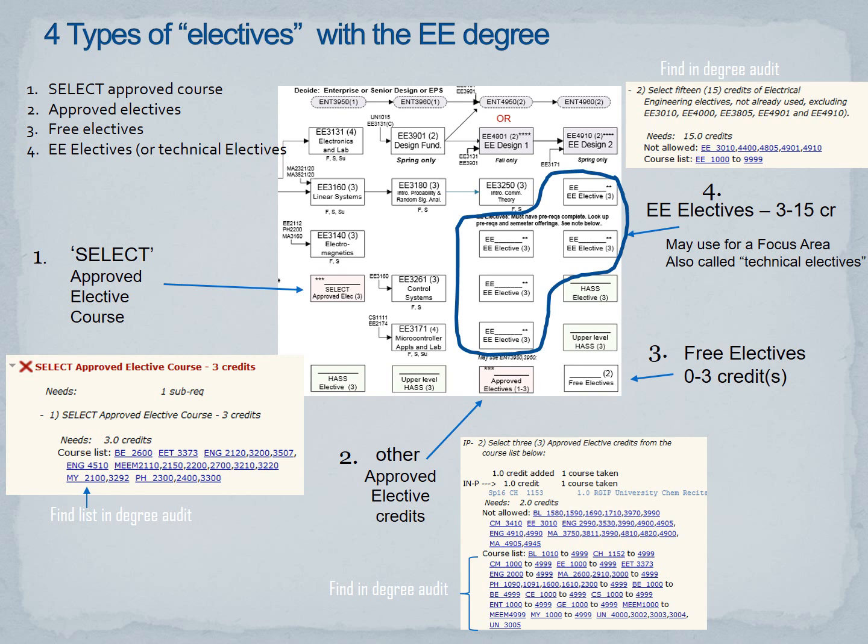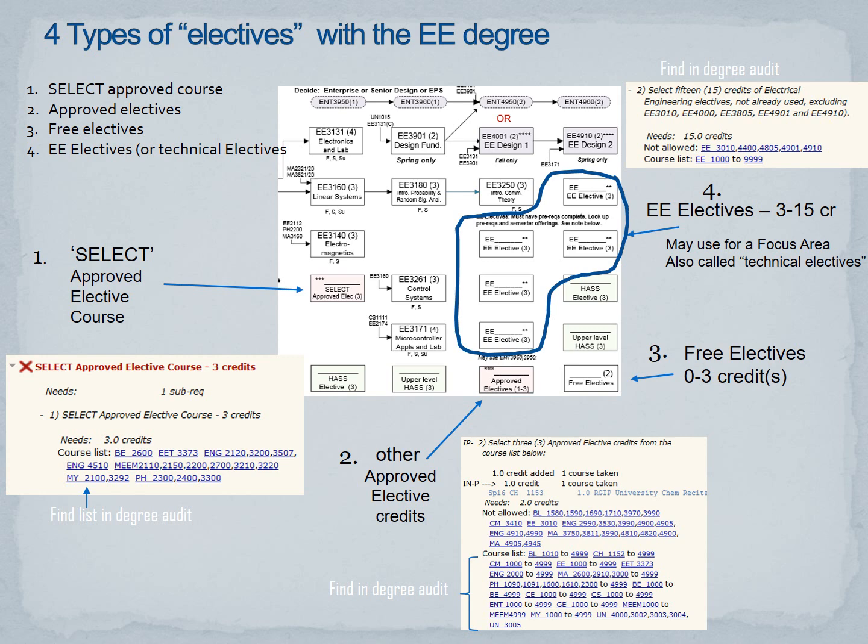Here I'm showing 4 types of elective areas included in the EE degree requirements. Number 1 is the Select Approved Elective course shown on the flowchart, and it has its own area of the degree audit report with a list of allowed courses. Number 2 is the Remaining Approved Electives, which is a broader list of courses and includes CS, Math, Chemistry, Physics, College of Engineering courses, Enterprise, and Co-op credits.